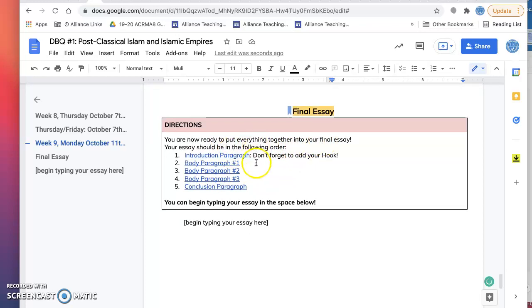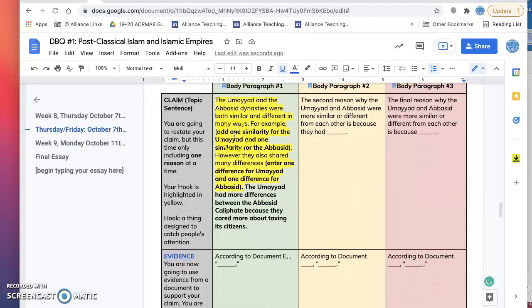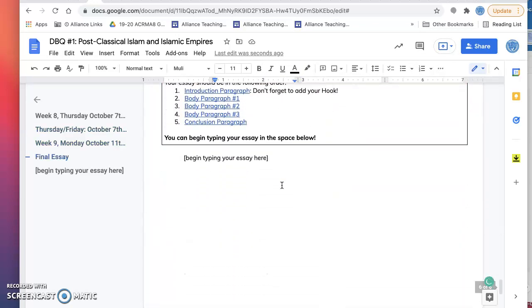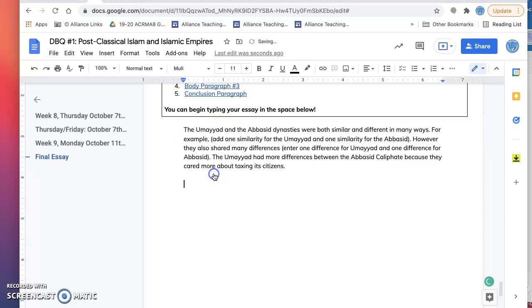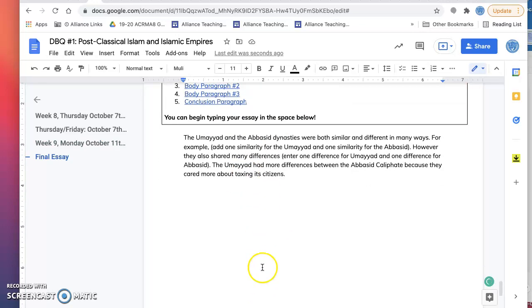Your essay should be in the following order. Your introduction paragraph, don't forget the hook. So you will come up here. Based on what you filled out in here, you would copy this whole thing. Then you would come down here. You can erase that part. And then you would just paste, without formatting. Then you would do the same thing for each paragraph. You should have three paragraphs here at the bottom, based on what you write.